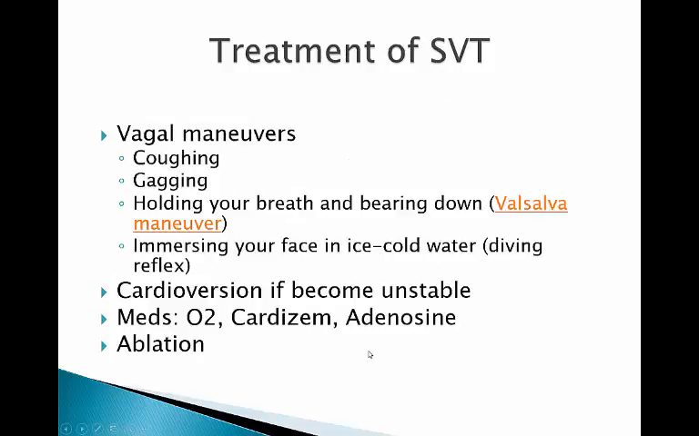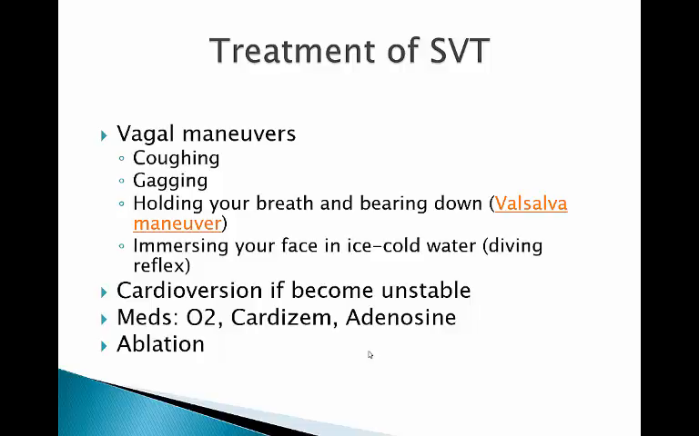All right, so how do we treat SVT? Well, we can do some vagal maneuvers, okay? Because if we stimulate the vagus nerve, then we're going to stimulate bradycardia, and that's what we want to happen. We want the patient's heart rate to slow down, okay? So we could have them cough or gag. Gagging is not so nice, but it would work. Holding their breath and bearing down, so that's the Valsalva maneuver.